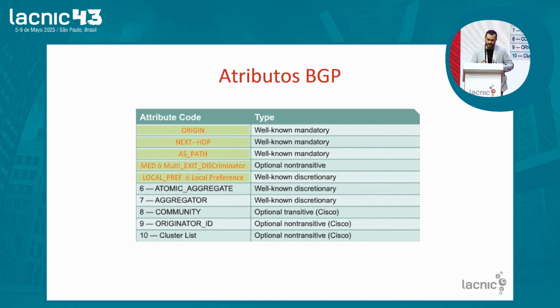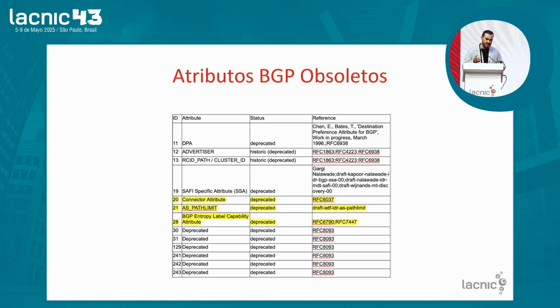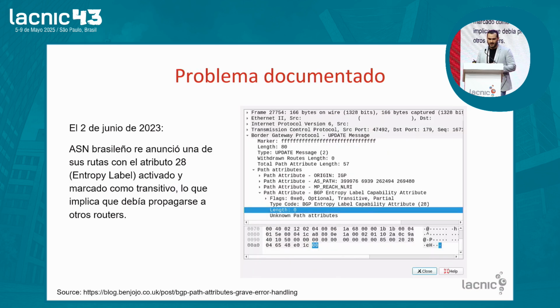And these transitive ones, once an organization sends a message, the routers have to forward it to their peers because they are transitive. Here is the table of these attributes, those that become obsolete. They make reference to the RFC, explaining why they are obsolete. And those in yellow are the ones that we highlighted for our analysis.